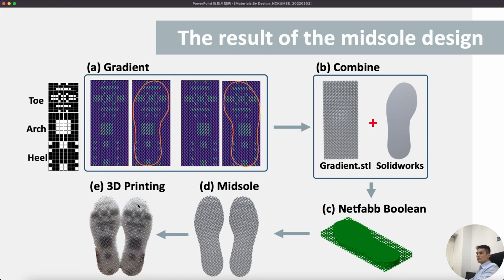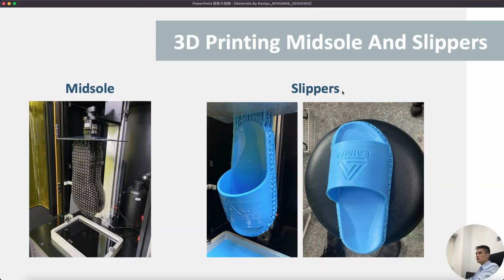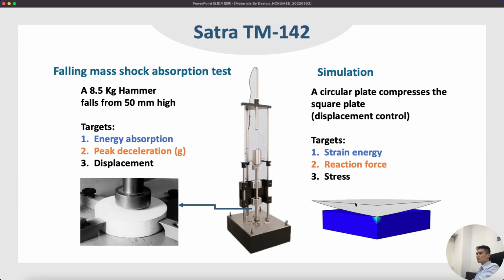After that, we put them all together. So this is our midsole, the printed midsole. We also printed out a slipper, so you can try it on and see how it looks. You can see here, this is the real midsole and this is the slipper. After the printing, we put them into a falling mass shock absorption test, ASTM F1976, to see the energy absorption rate and peak decelerations.